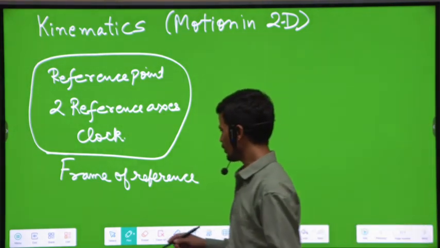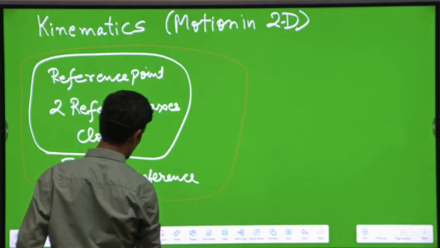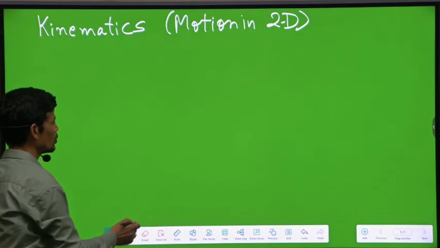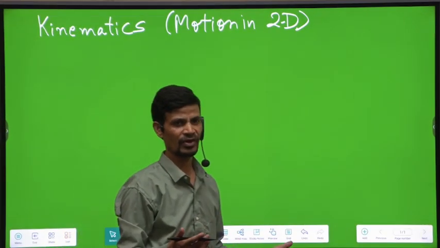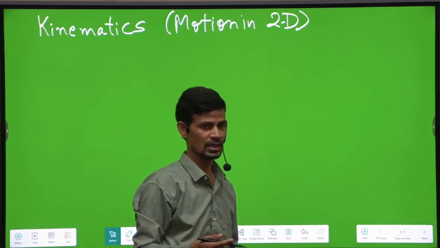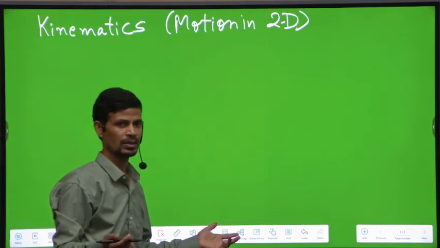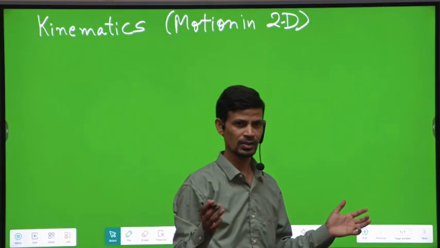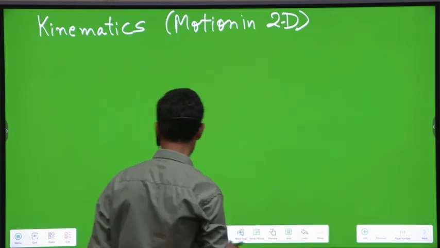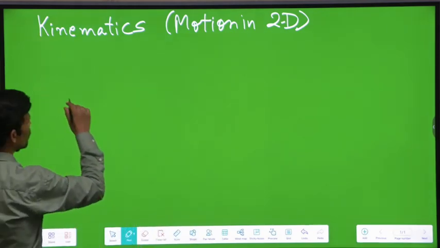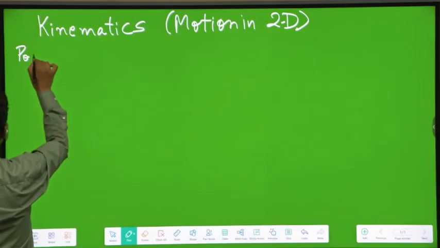But the concept of frame of reference is essential when we are going to study dynamics, meaning when force and other effects are also being studied. But till now, we will just focus on those coordinate axes and a reference point. That's all. Okay, so now quickly some foundational concepts, like position vector.